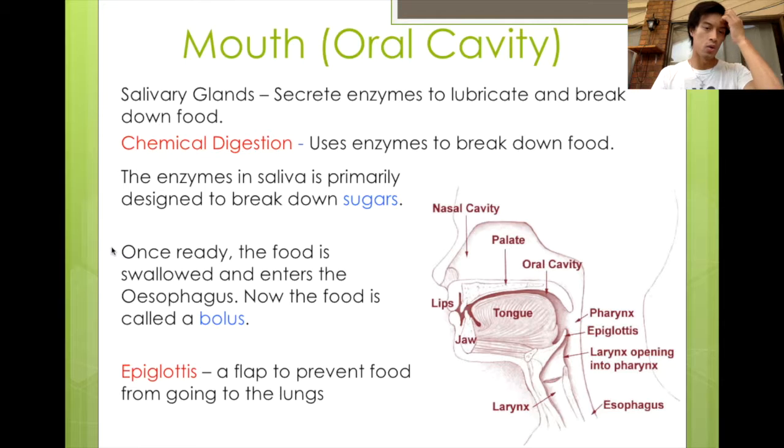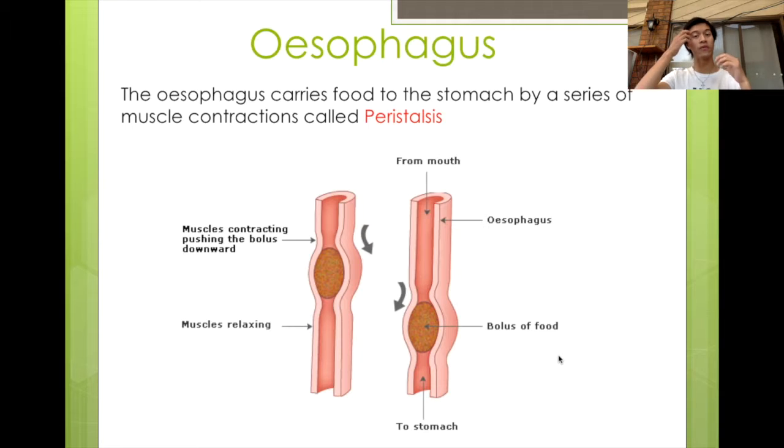And once the food is ready, you swallow it, and then it goes down into your esophagus. We call the food a bolus, which is the technical term for it. There's a little flap called the epiglottis, which prevents food from going down into your larynx, which is where your lungs are. As it goes down your esophagus, it is pushed down by a series of muscular contractions, and that process is called peristalsis, which basically pushes the food along.